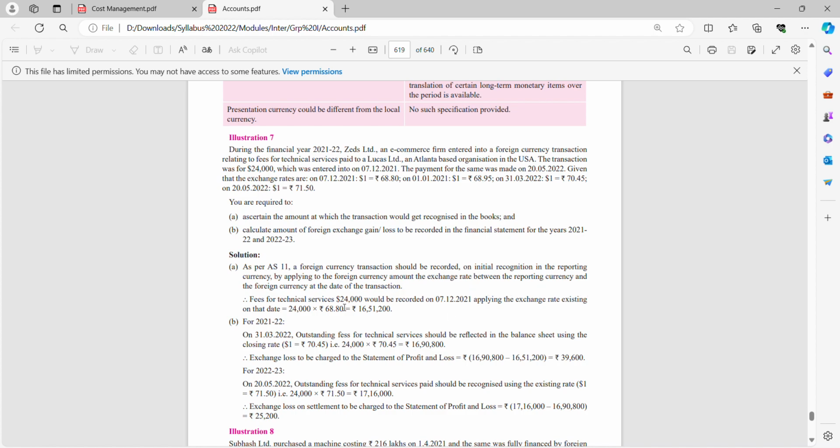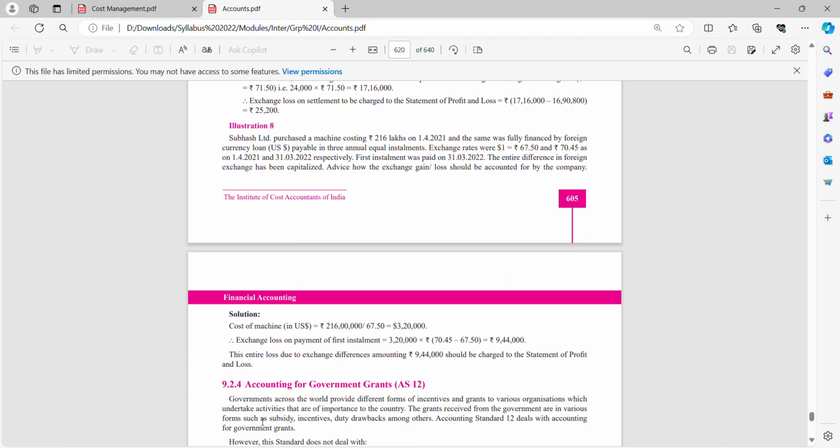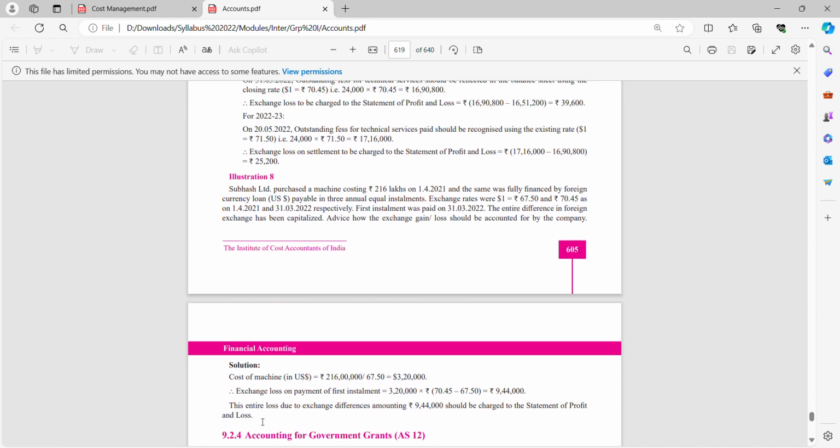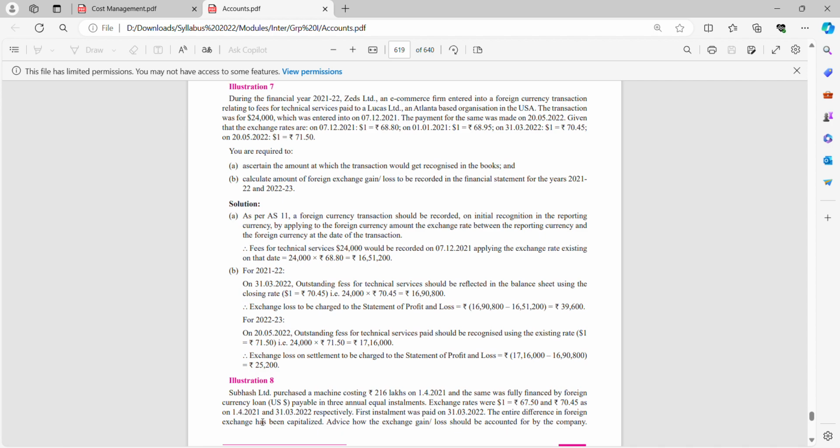As per AS 11, a foreign currency transaction should be recorded on initial recognition in the reporting currency by applying to the foreign currency amount the exchange rate between the reporting currency and the foreign currency. So whenever you are purchasing, on that date you apply the exchange rate first. Then you take the closing date exchange rate, and then later on payment. Same thing, we had taken one example, 1 lakh, 1 lakh 5 and 1 lakh 2000. Same thing they are doing here. And finally, they are suffering an exchange loss. A quick go through. I'll take a pause and then illustration 8.